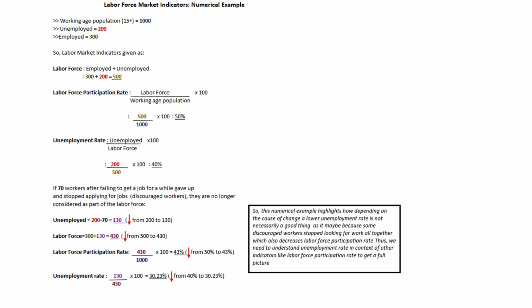So what we see in this example is how, depending on the cause of change, a lower unemployment rate is not necessarily a good thing, as it may be because some discouraged workers just stop looking for work altogether, which is also going to cause your labor force participation rate to decrease as well. So we need to understand the unemployment rate in the context of other labor market indicators, like the labor force participation rate, in order to get a full picture.